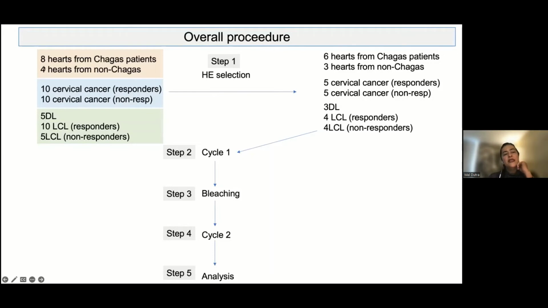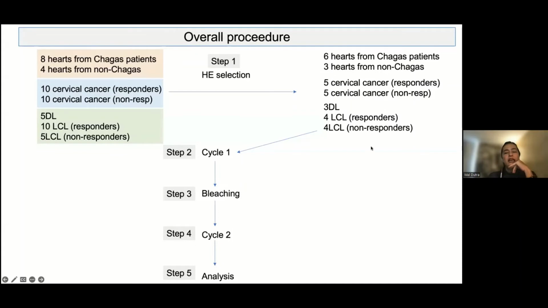And as you can see, for example, we had 8 Chagas hearts, but we were only able to use 6 of them because 2 had a quite damaged structure for whatever reason, and there are many reasons for that. Some of the samples are quite old and have been stored for a long time. So not always can you have 100% of your samples useful for doing IBEX.